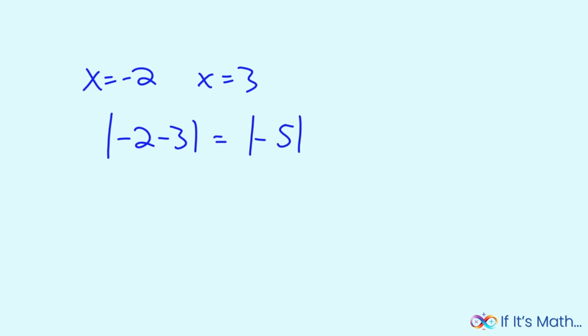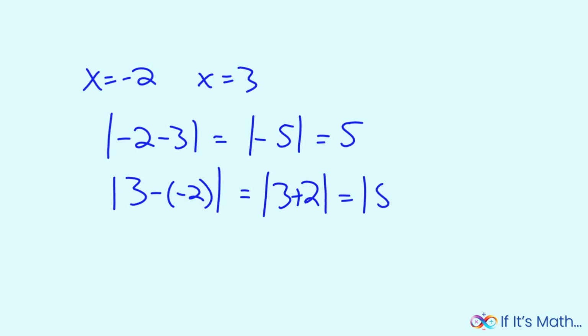So let's try another example. If we have x equals -2 and x equals 3, what we'll end up with is the absolute value of -2 minus 3, which is the absolute value of -5, which is 5. And again, just to prove it, if we'd done it the other way and done 3 minus -2, that's going to have the absolute value of 3 plus 2, which is the absolute value of 5, which is 5.